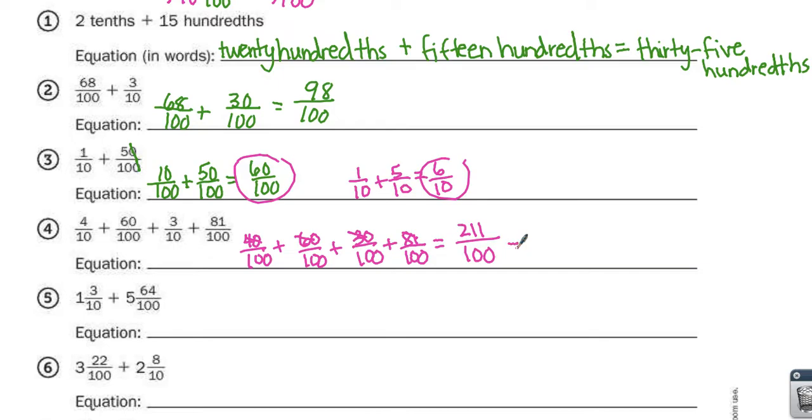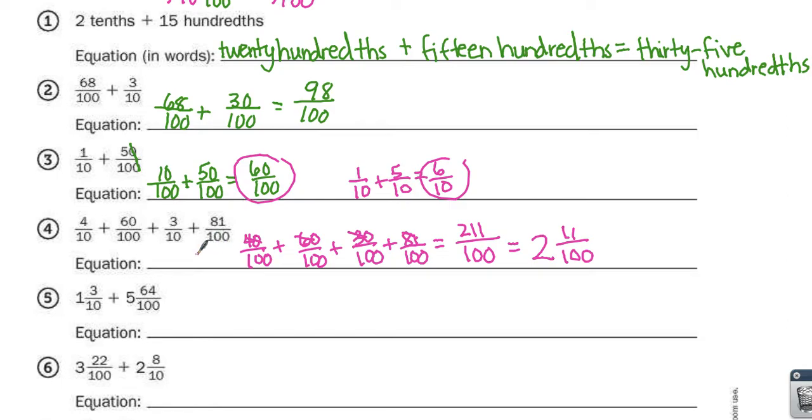Now, that is improper. I can turn it into a mixed number by saying 100 goes into 200 2 whole times, then there'd be 11 left over to get to 211. Denominator would stay the same, 2 and 11 hundredths. Either answer would be correct.